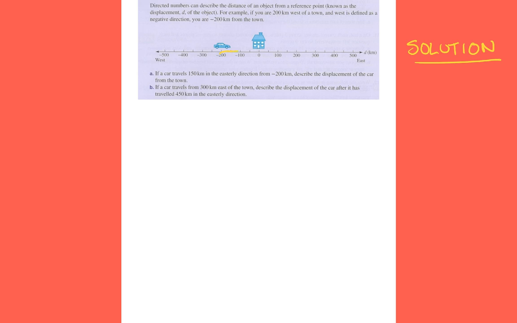So the answer is 50 kilometres west. So here's west, because we start at -200 and we move 150, which leaves us at 50 kilometres west of the town. And the second one, we travel from 300 kilometres east, but we go in the easterly direction. So 300 kilometres plus another 450 kilometres. So we're actually driving away from the town.